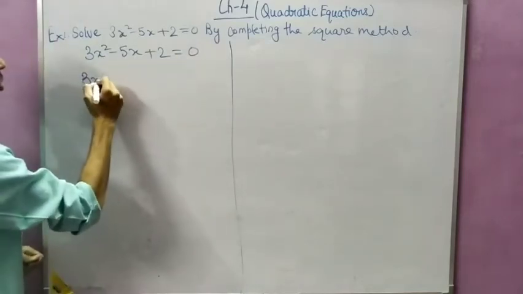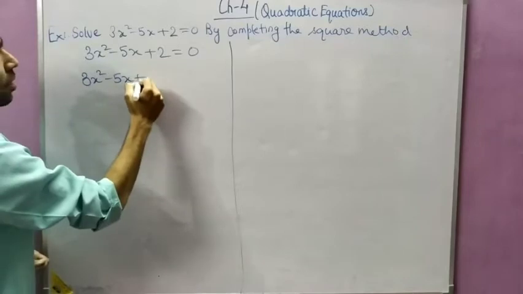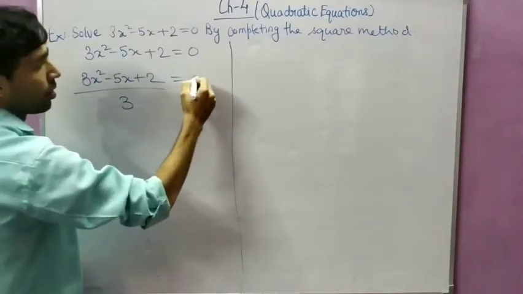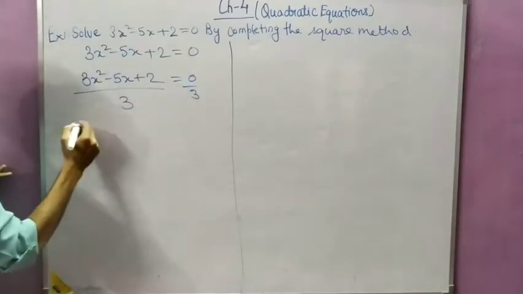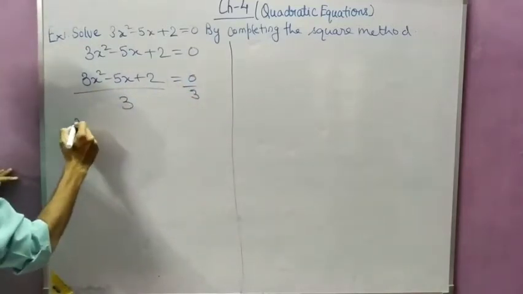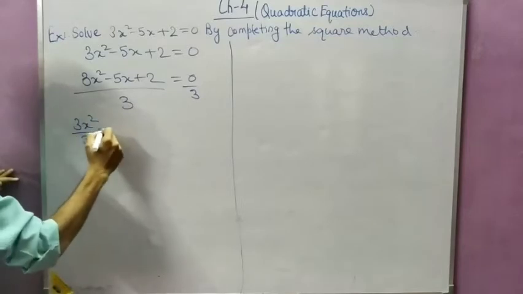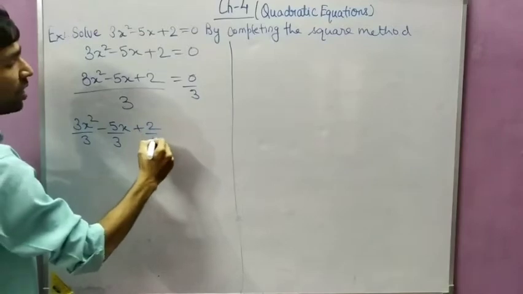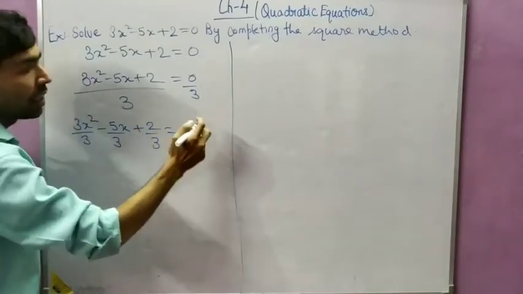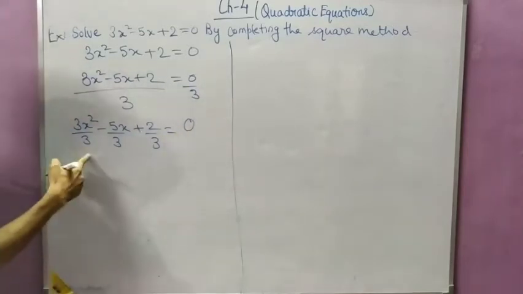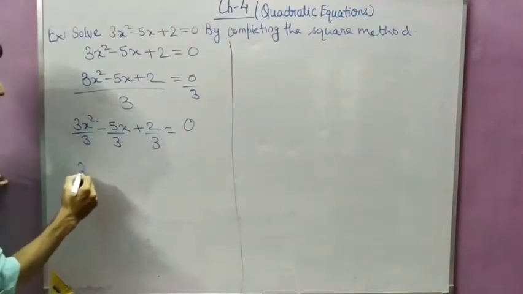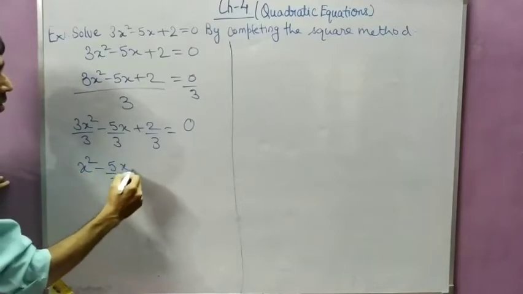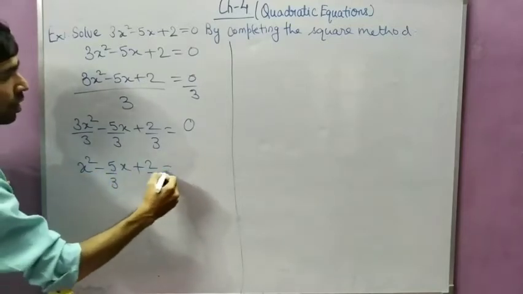So 3x square minus 5x plus 2 divided by 3. Why we are dividing? Because we want the coefficient of x square to be 1. 0 by 3. So write each term separately. It can be written as 3x square by 3 minus 5x upon 3 plus 2 by 3, and 0 divided by any number will come 0. Now this 3 will be cancelled, so here it will become x square minus 5 by 3x plus 2 by 3 equal to 0.